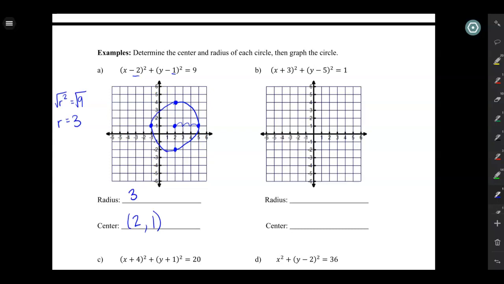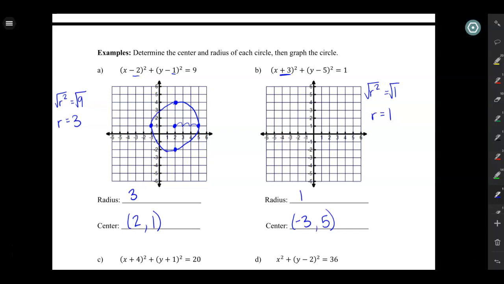All right, let's go ahead and work on the next one. So let's find the center of this circle first. The x value of my center is going to be a negative 3, because there's a positive 3 in the parentheses. And the y value is going to be a positive 5 because I have a minus 5 in the parentheses. Then to find my radius, r squared is equal to 1. Take the square root of both sides. The square root of 1 is just 1. So my radius is 1.